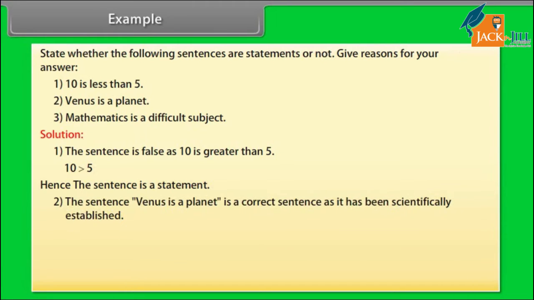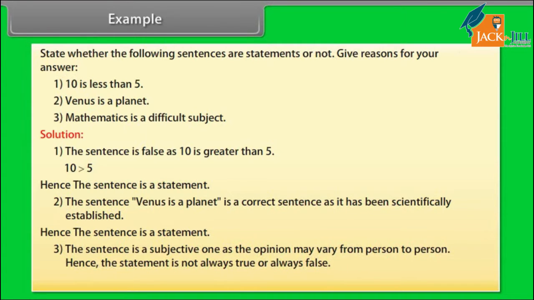The sentence, Venus is a planet, is a correct sentence as it has been scientifically established. Hence, the sentence is a statement. The sentence is a subjective one as the opinion may vary from person to person. Hence, the statement is not always true or always false. Hence, the sentence is not a statement.